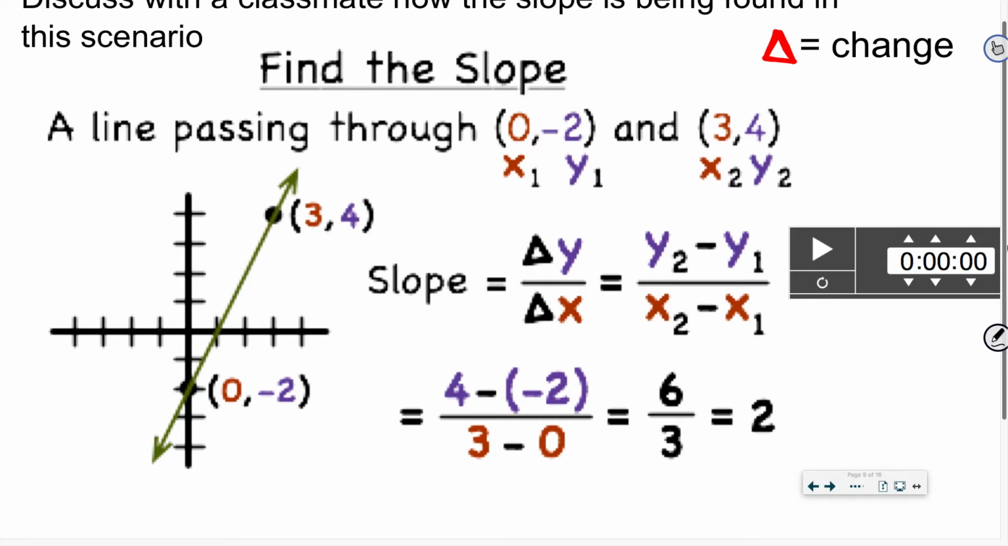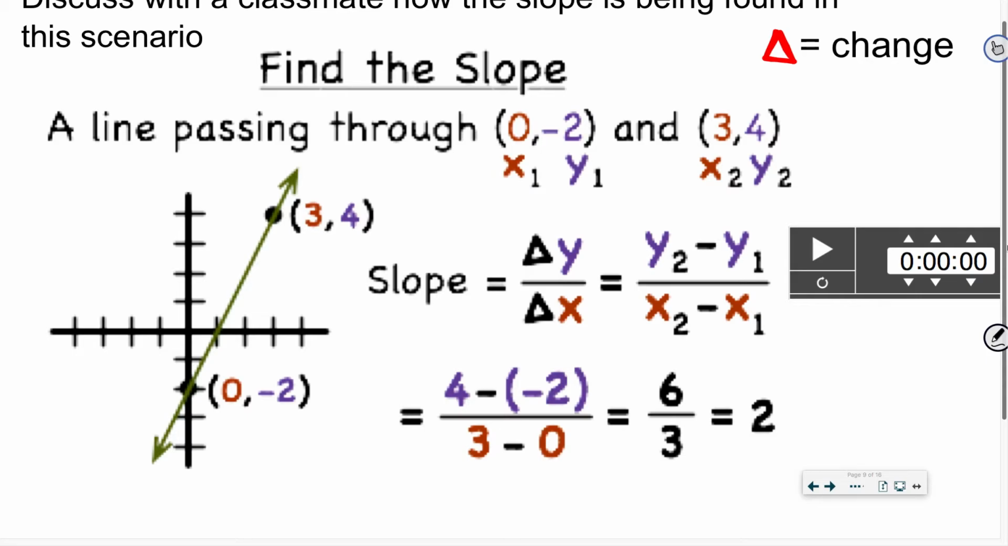So let's take a look at the calculation down here. So we ended up with a slope of 2, and we need to figure out where. If you're looking at the graph, you could have potentially just counted up 2 over 1, but we want to see where this formula came into play. So if I'm looking down here at the 4 minus -2, where did that come from? Who wants to share where the 4 and the -2 came from?